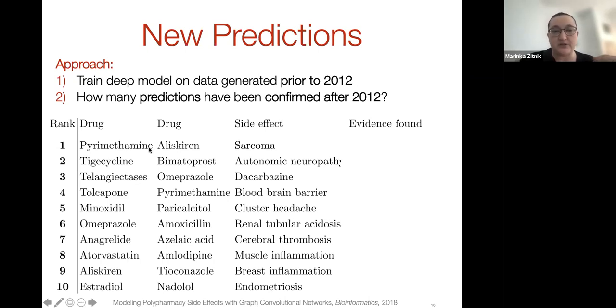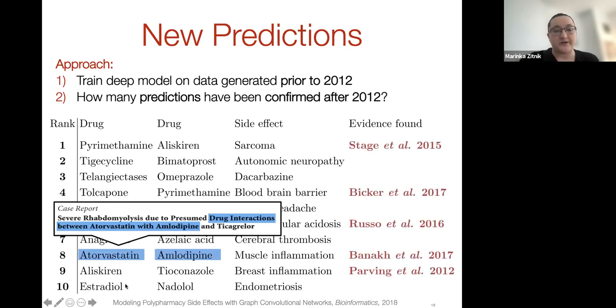Recall, each prediction comes in the form of a pair of drugs and a side effect that that pair of drugs is associated with. So for example, for prediction number 8, we would read that Decagon predicted that this form of statin drug and amlodipine, when taken together, would lead to muscle inflammation.